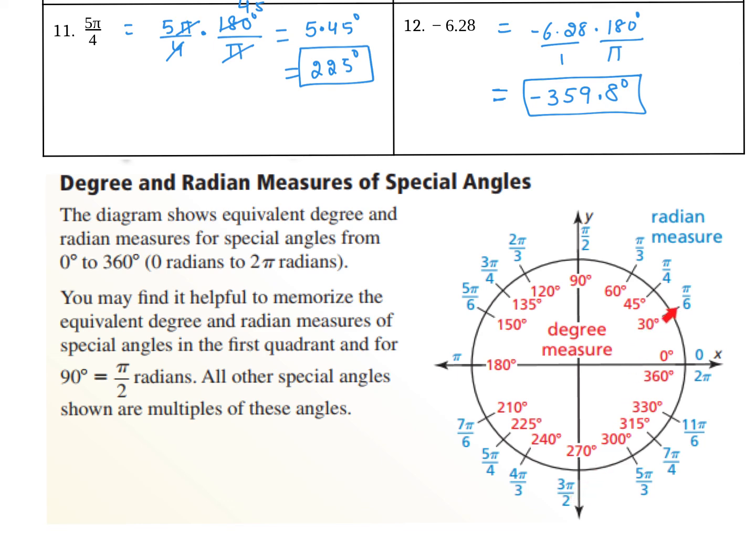So 30 degrees is equivalent to pi over 6 in radians. 45 degrees in radians is pi over 4. 60 degrees in radians is pi over 3. 90 is pi over 2. 2 pi is 360 and pi is 180. So this circle helps you see all the main degree angles turned into radians.